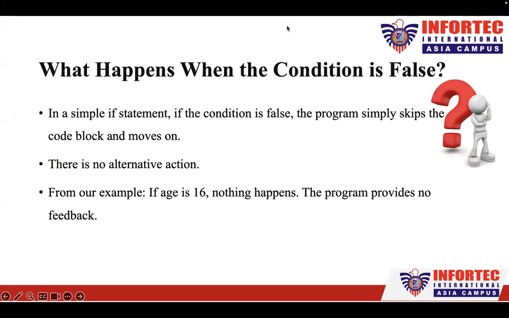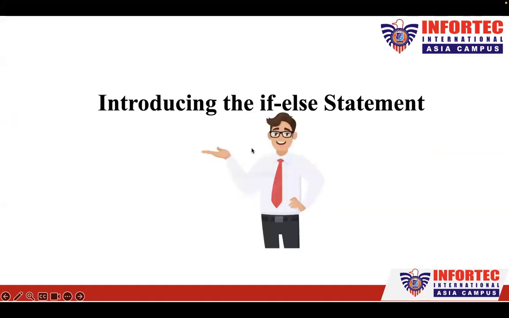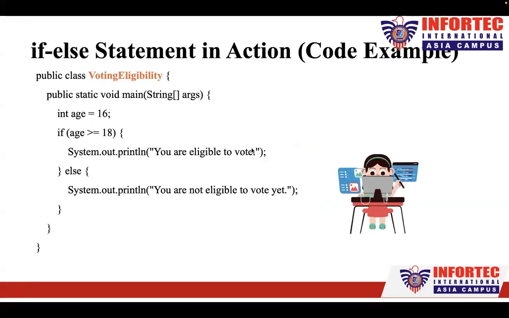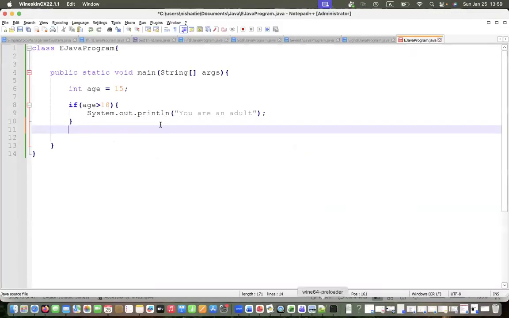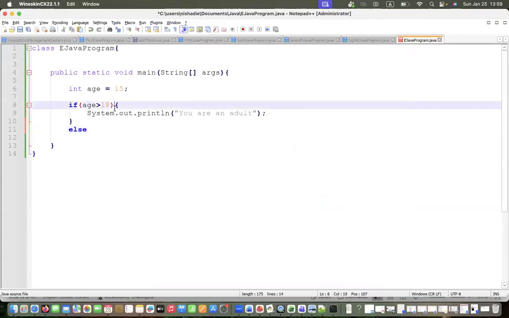What happens when the condition is false? If the condition is false, you have to use something called else. So else is what we use to handle it if that condition is false, right? So go back to the code. Here we write else after this. After these curly brackets, you can write else.